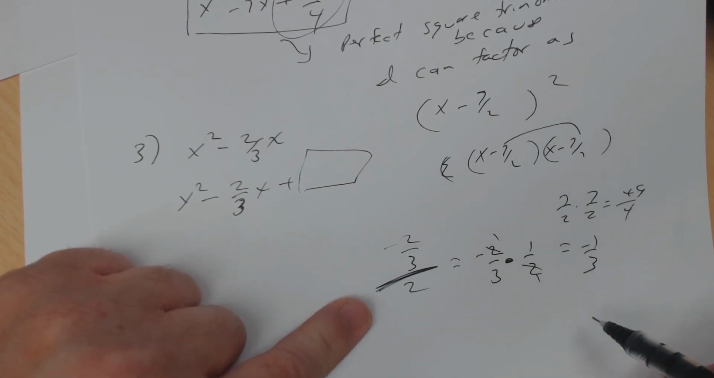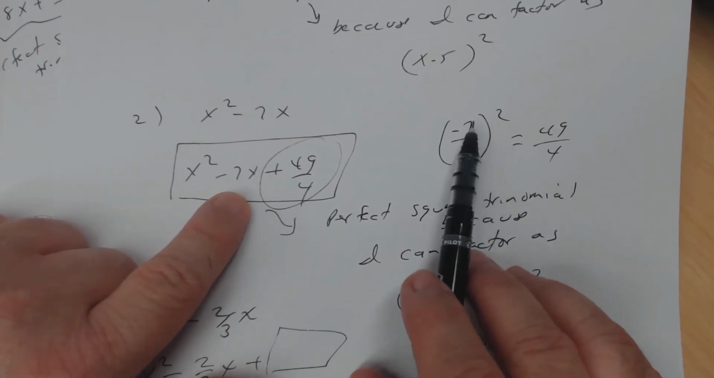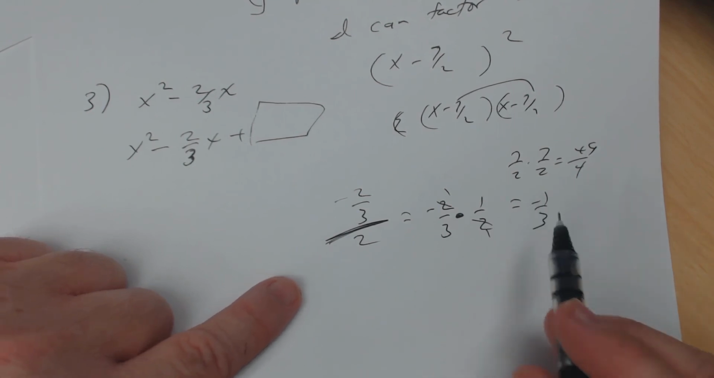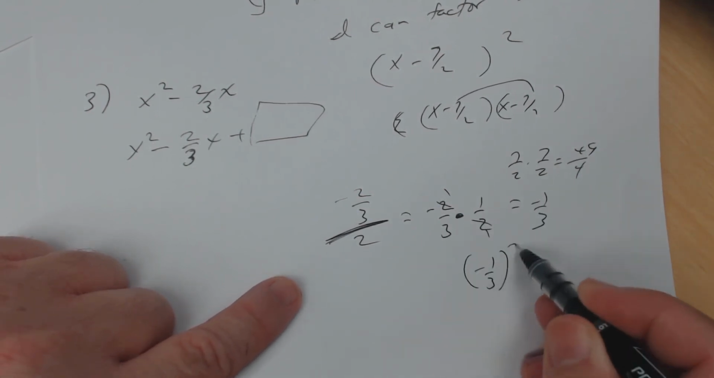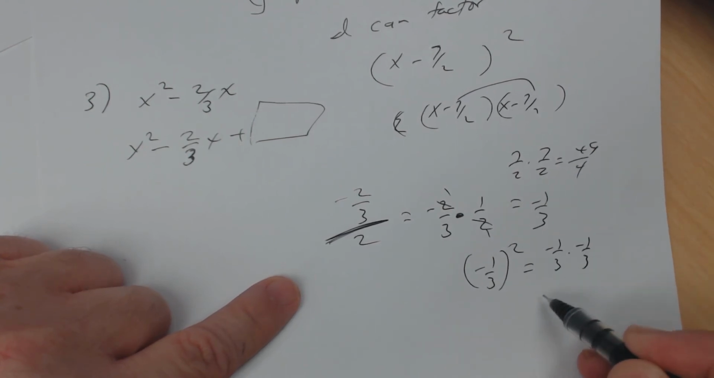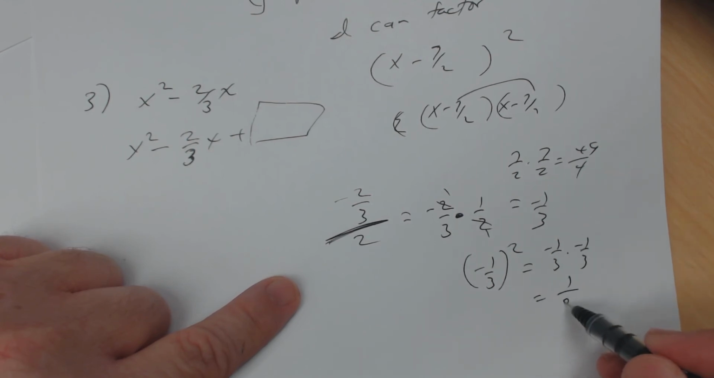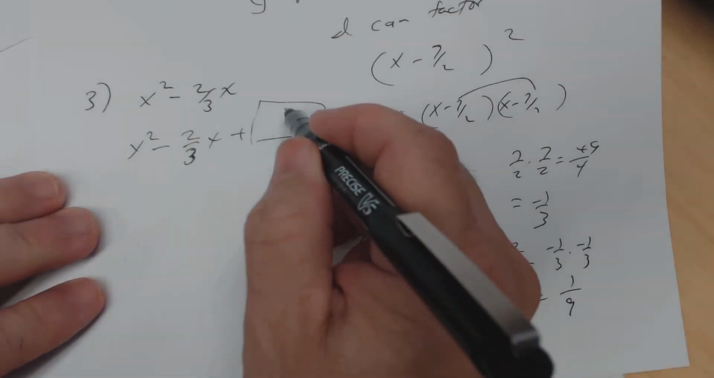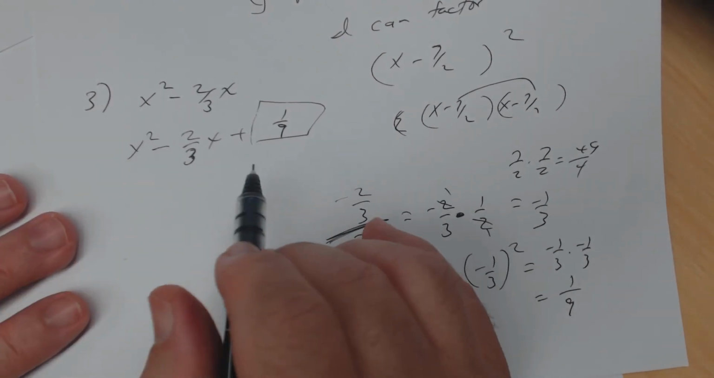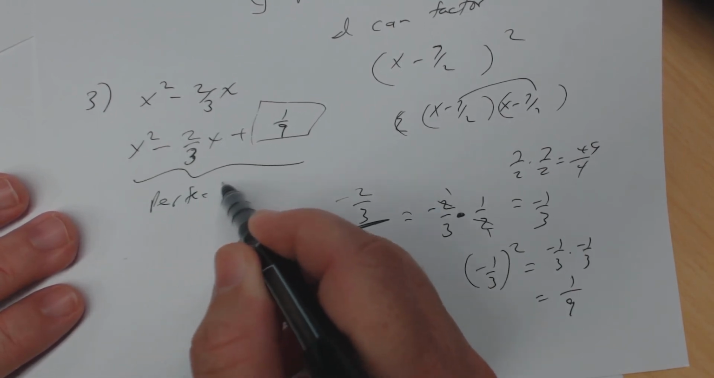Once you get negative 1/3, remember, once you divide by 2, the next step is to square it. When I square, I get negative 1/3 times negative 1/3, which is a positive, because a negative times a negative is a positive. 1 times 1 is 1, and 3 times 3 is 9, so it becomes 1/9. That one is challenging. So I have to add 1/9 so that this becomes a perfect square trinomial.